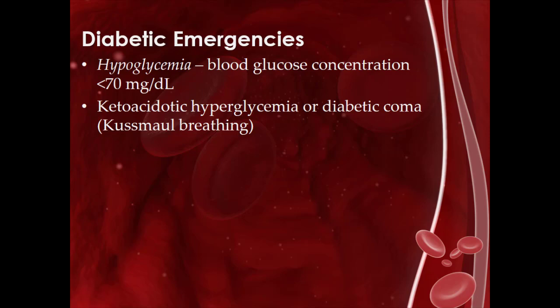So that process forms toxic acids known as ketones. So if you have ketones, which can be measured in blood or urine, and high blood sugar, that condition is called diabetic ketoacidosis. If this condition is left untreated, it can lead to a diabetic coma. This can occur when glucose levels rise and maintain above 400 milligrams per deciliter.